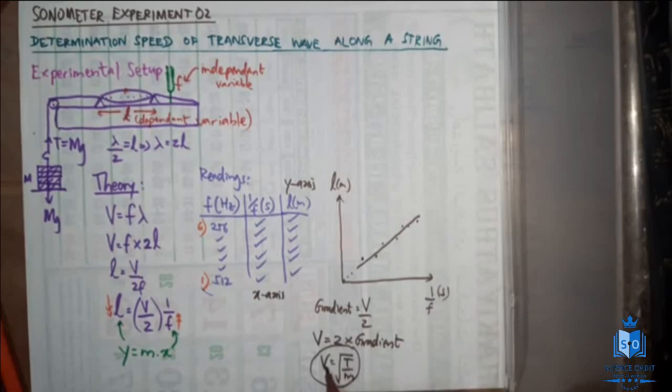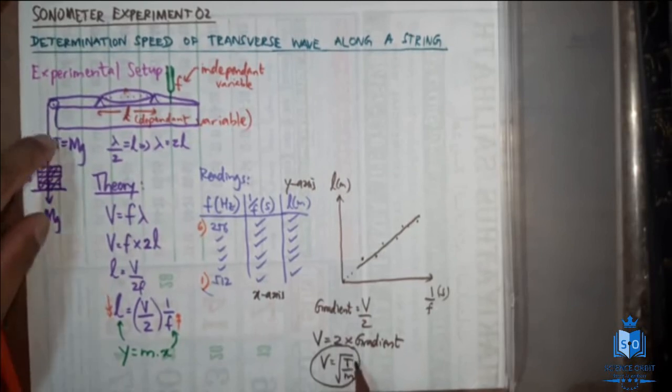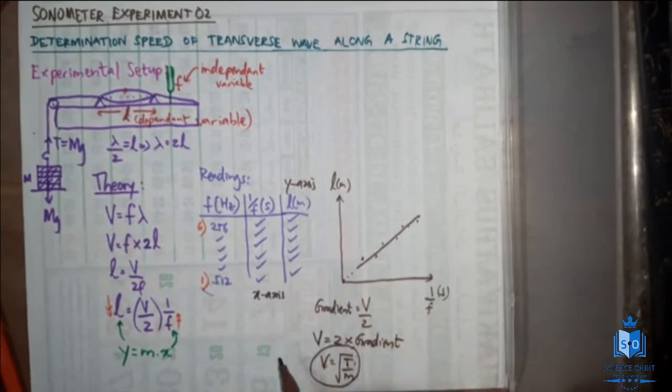So if you want to change v, you can't change m because, let's say we are using the same string, so we can't change it, but we can change T. How is that? By changing the capital M we are using, the weight we are using. So when you increase the weight, that means the tension will increase. When tension increases, speed will increase. When speed increases, the gradient of the graph will increase. I hope you understood that.